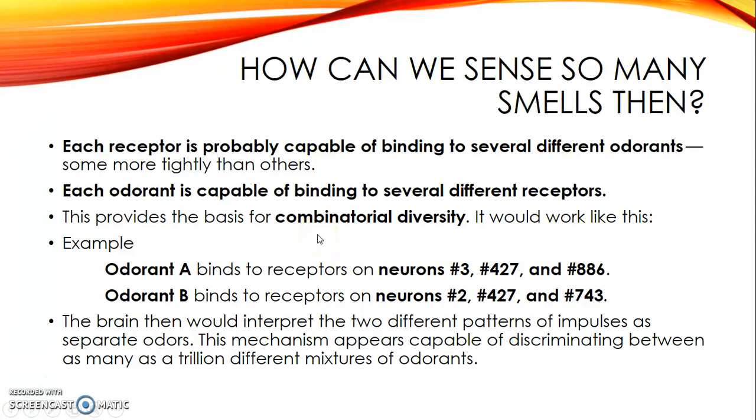One thing I think is also important for me to say here is that each neuron in the nose only has one receptor on it. So each neuron is only capable of binding to one odorant. If we look at what it says down here, each of these smells binds to different receptors on neurons, and the brain would then interpret the different patterns of impulses sent from these nerve cells as separate odors. And this allows trillions and trillions of different smells to be sensed by the nose and then the brain.